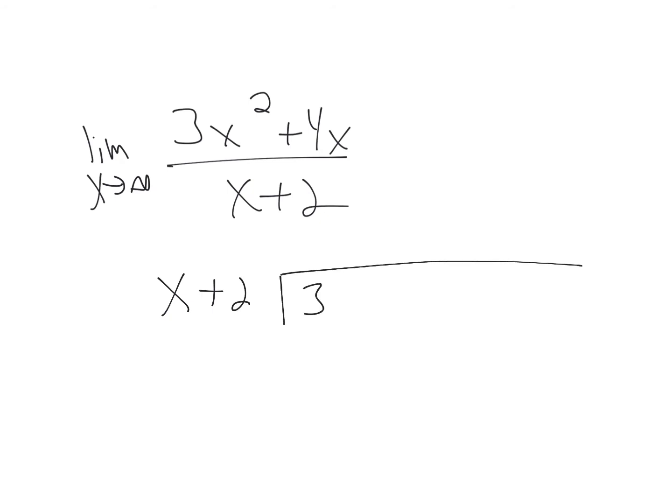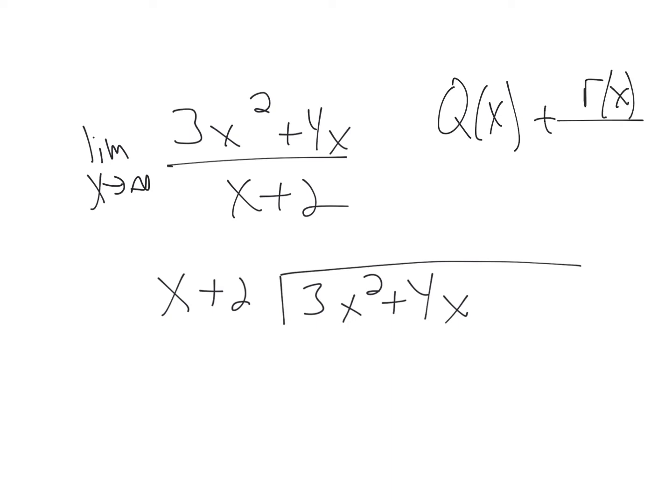Okay, so 3x squared plus 4x. The reason we want to do this is that when it's a top heavy function, you can write it in the form of the quotient plus the remainder divided by the denominator. And I'm treating these as functions because they can be functions, right? They can be constants, but a constant is a function, right?